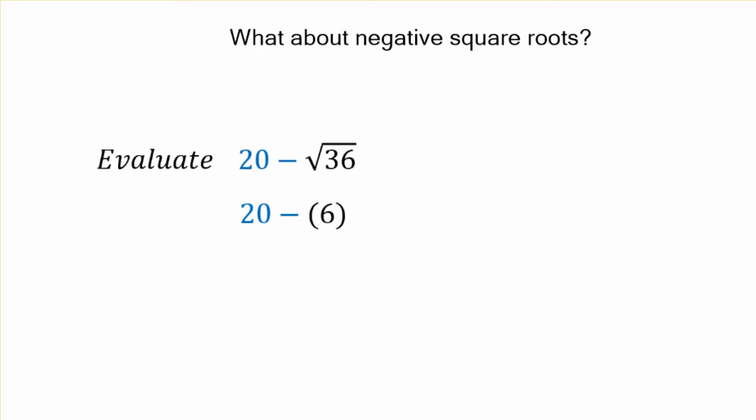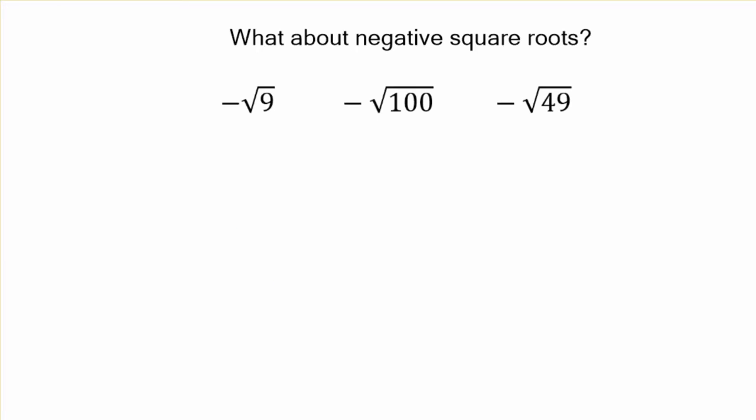You have 20 minus square root of 36. 20 minus square root of 36 is 20 minus 6, that's 14. These are all going to be the same thing. You just keep that negative sign. The minus sign stays. It's -3, -10, and it's going to be -7. No big deal.